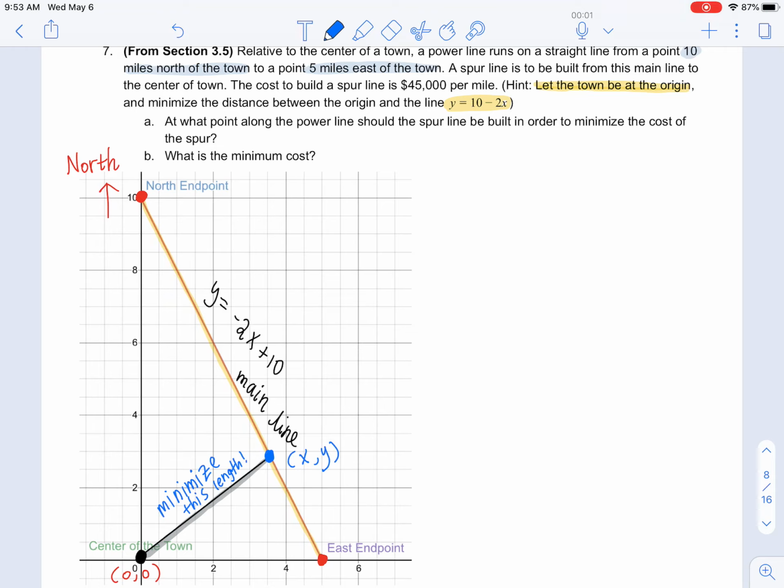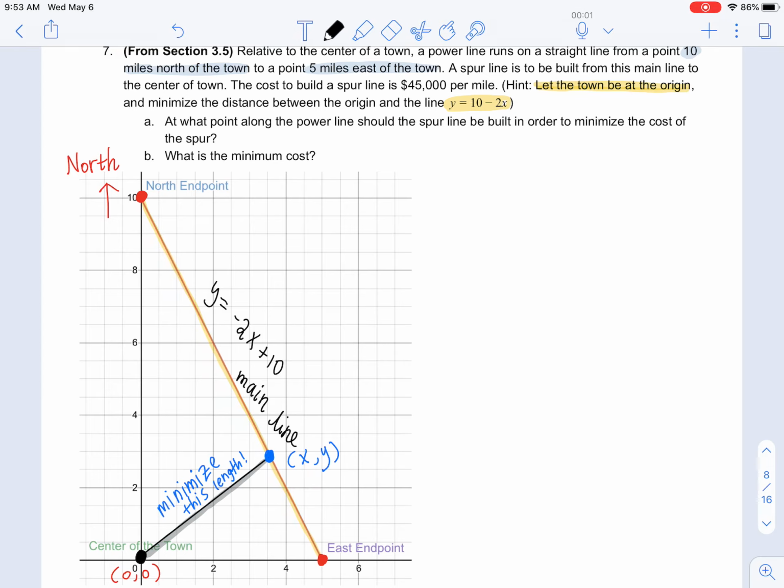So somewhere on this line, and when I say somewhere on this line, that's the constraint here, right? It has to be on this line, because you cannot build a spur line, let's say, out like that, or like this. It has to be connected to the main line. So that's not good, that's not good. But if you connect it to the main line, then that's what we want. And to be on this main line, x and y need to satisfy that equation. So somewhere on this line is what we're going to find.